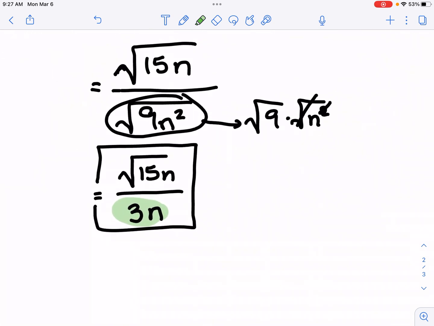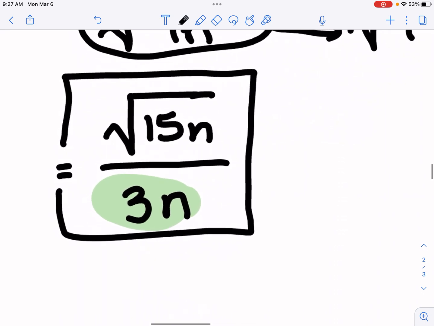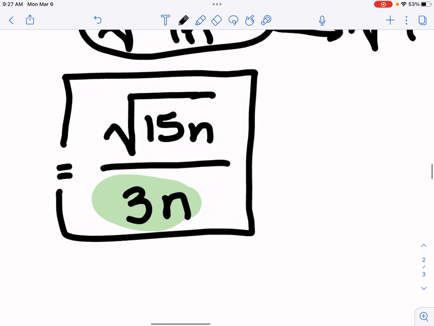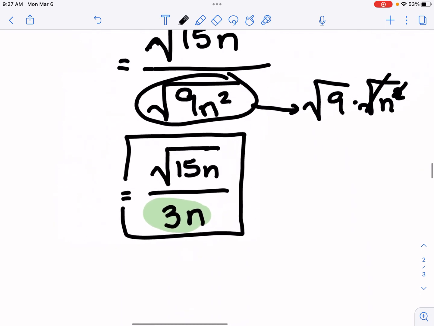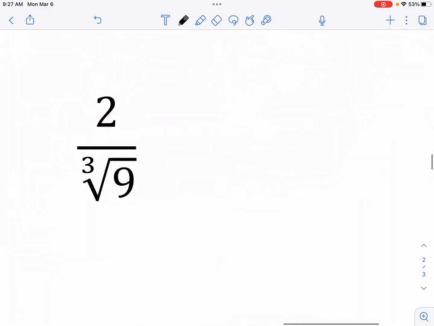So our final answer is square root of 15n divided by 3n. You cannot simplify this any further. You cannot simplify anything that's inside of a radical with something outside of the radical. So don't think that you can divide the 15 by 3, the n by the n. Unfortunately, you can't do that. Okay, but let's go through another example, and then we'll have some you-dos.